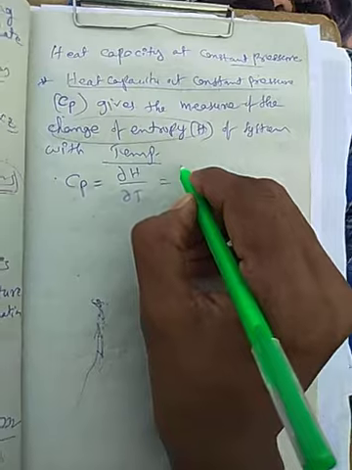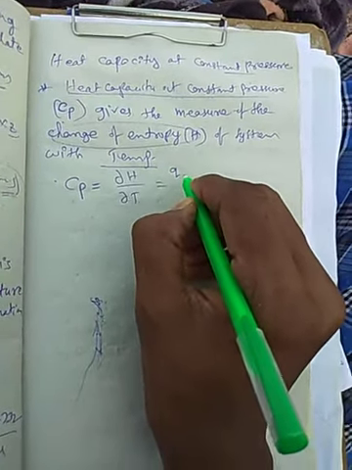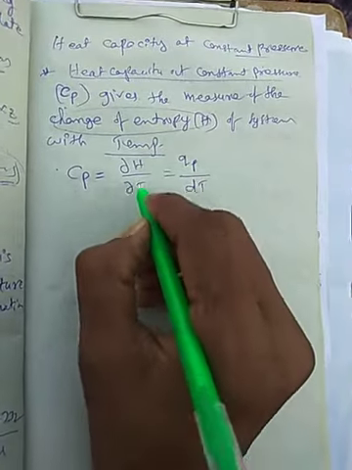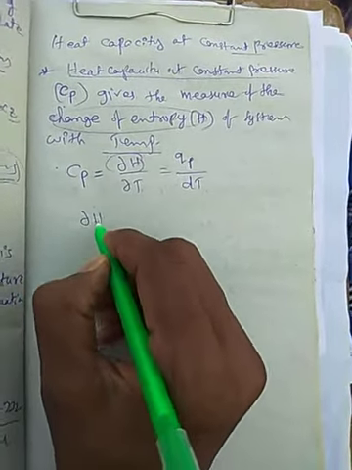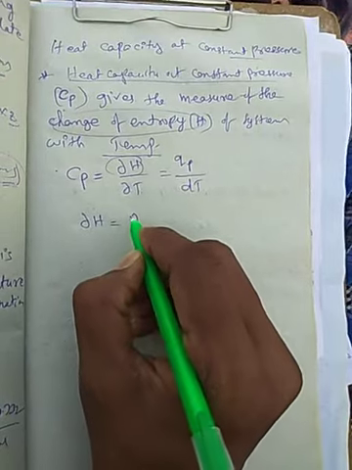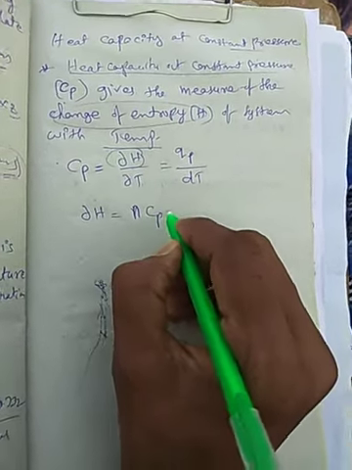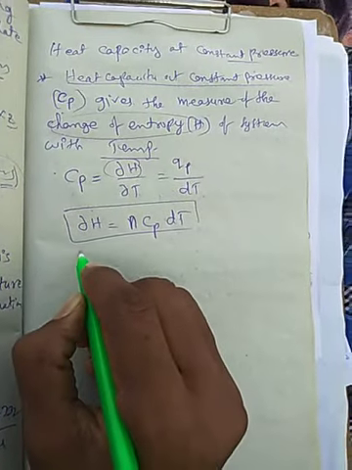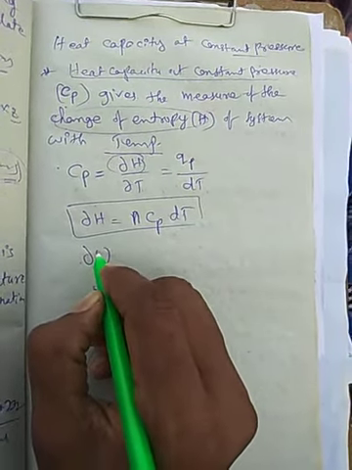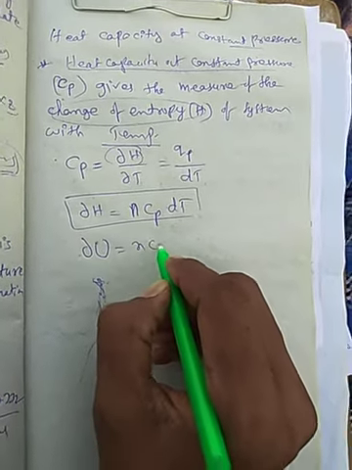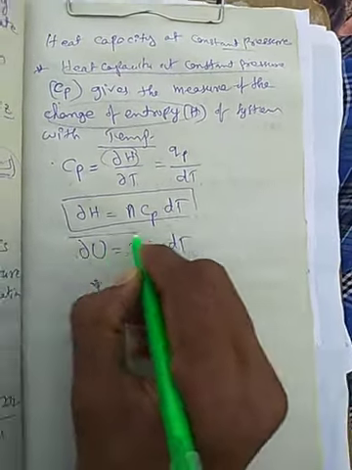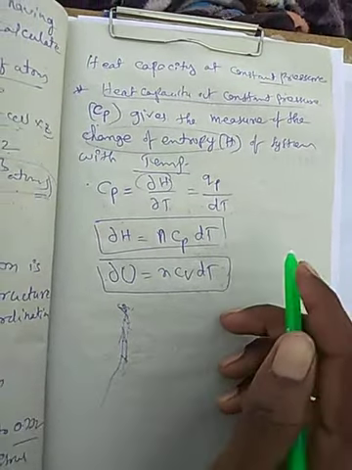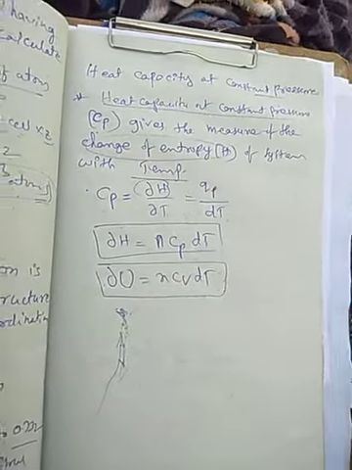Now we can write this as Qp by dT, and we also need delta H, meaning dou H is equal to n Cp dT. Before this equation, the change in internal energy is equal to n Cv dT. These are the two equations, very important for the calculation.